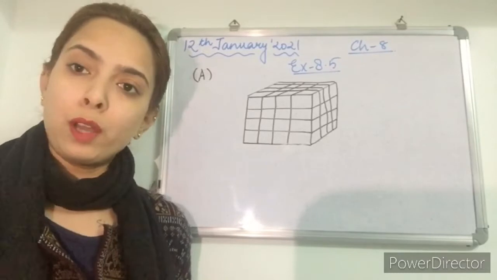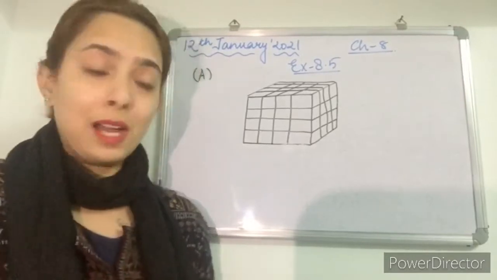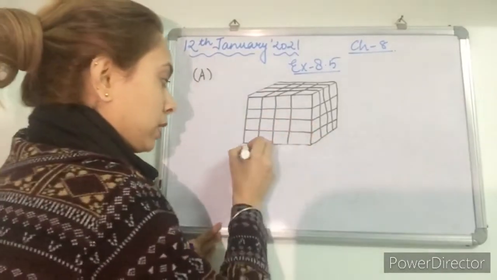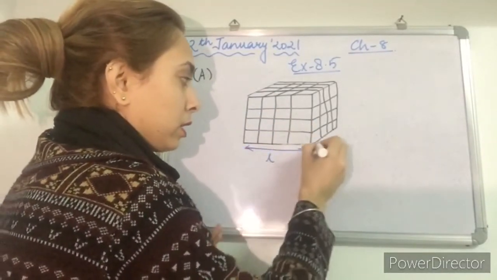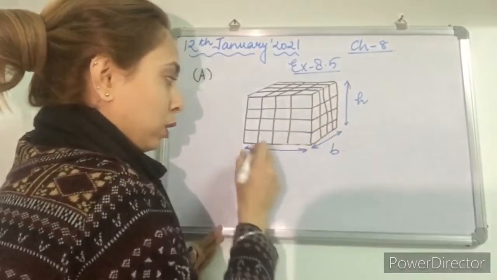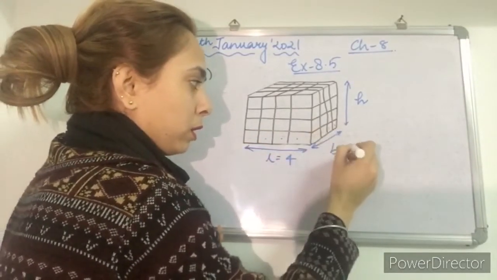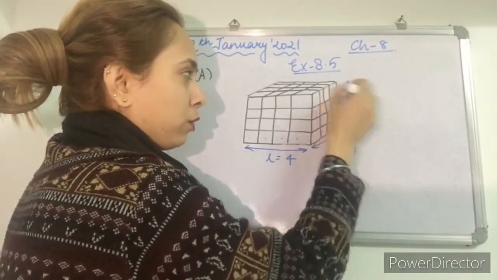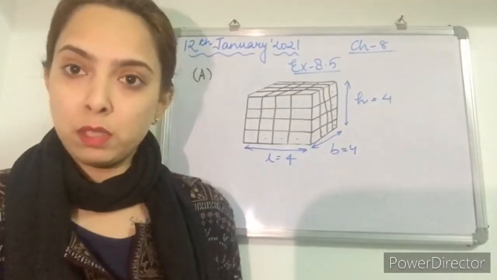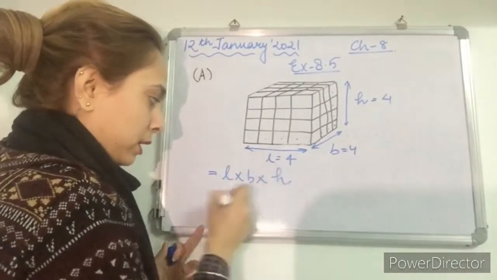So again, different shapes of cuboids are given to us. Here we will find out the length, breadth and height. This is the length, this is the breadth and this is the height. So length is 1, 2, 3, 4. Breadth is 1, 2, 3, 4. And height is also 1, 2, 3, 4. And all these cubes are in centimeters. So here we have to find out the volume.